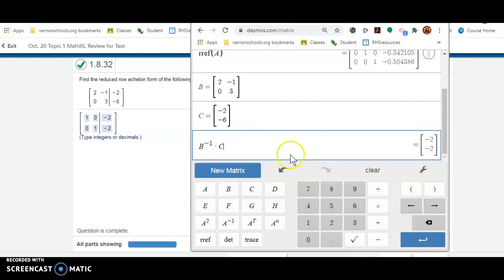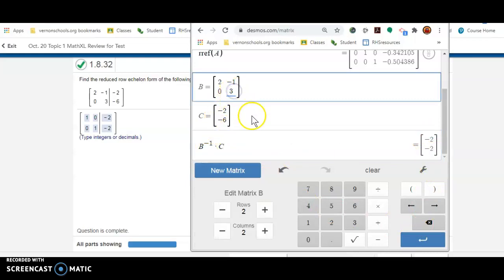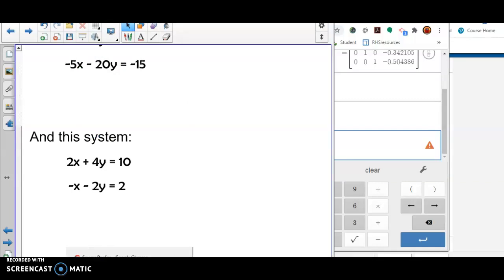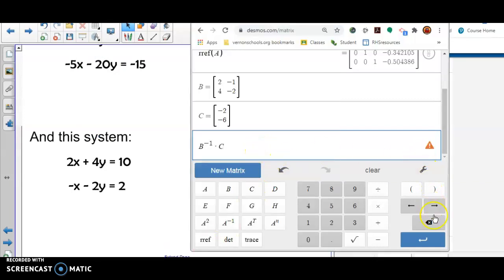X is -2, Y is -2. However, let's see, if we made these the same, 4 and -2, and I tried to do that, it would give me this caution, and we wouldn't know if this was supposed to be a no solution situation or an infinitely many solution situation. So using the reduced row echelon form, you can actually find out the answer very quickly.